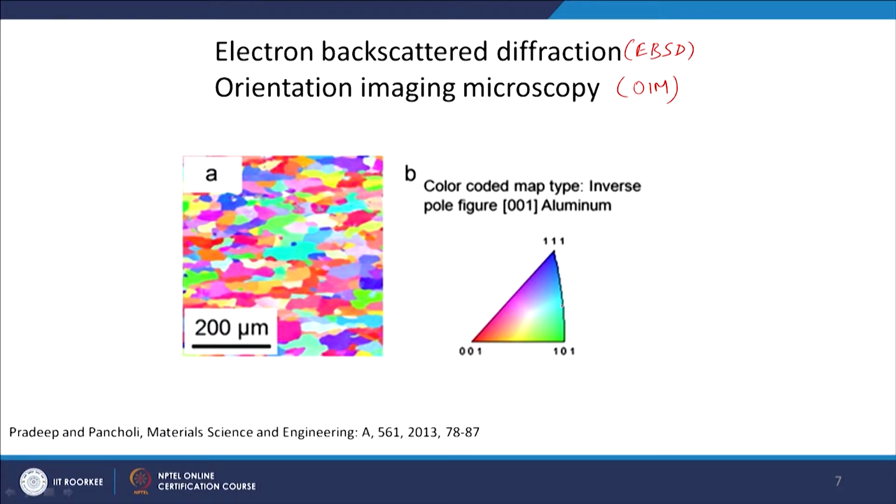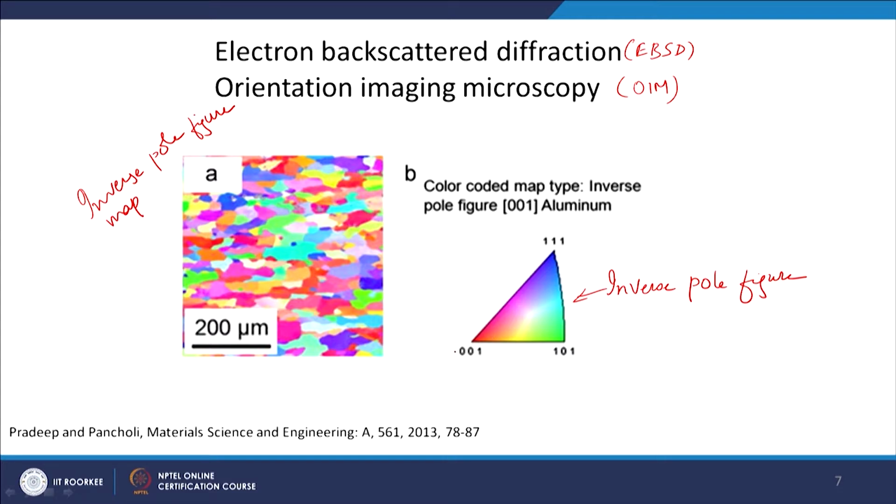This is what you call an inverse pole figure, and that is why it is called an inverse pole figure map. Each color represents the orientation of the grain. As I just told you earlier, a grain means a unit cell that is oriented in a different way. So, you can see that all these different colors represent the orientation of that particular grain, and for that the key is here.